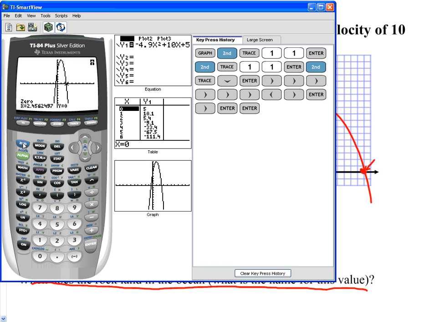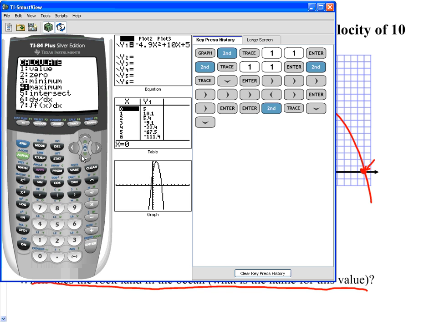All right. There's one more thing this calculator can do for us under calc. What's the other important spot? The maximum. Very good. Let's go down to maximum. Enter. And it's got the same process for this. You've got to go to the left of it.